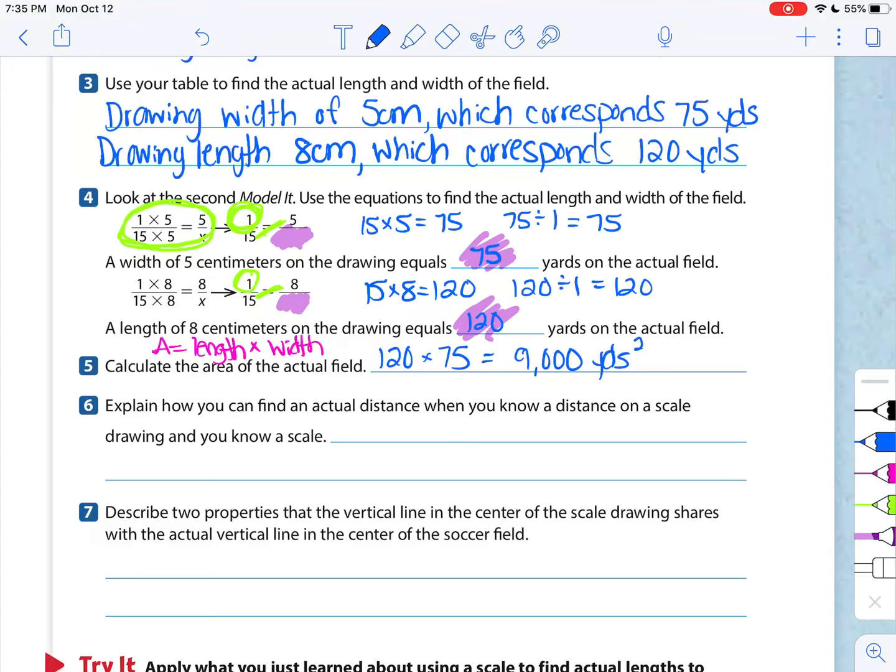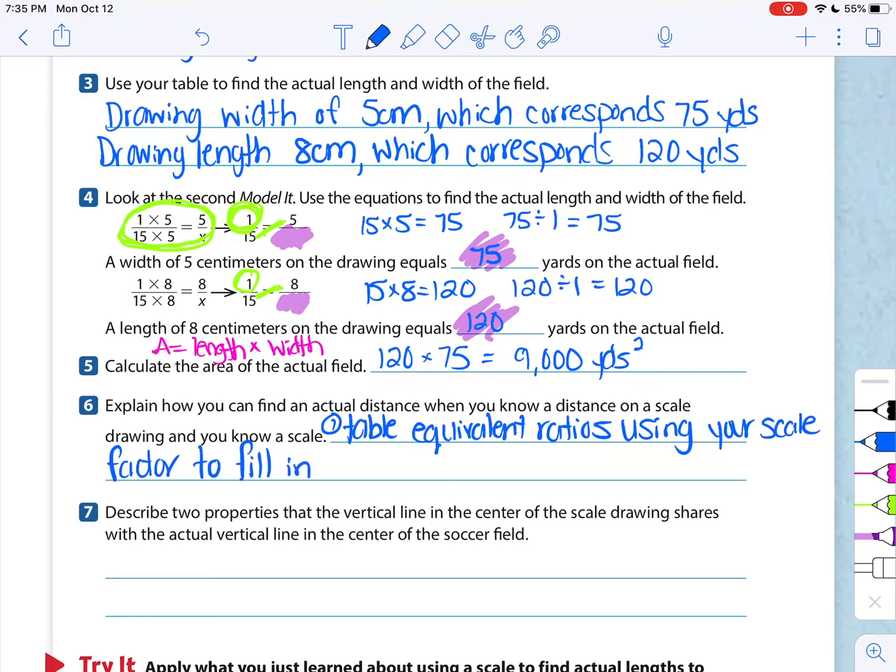So there's two ways you can do this. The first way is to make a table of equivalent ratios, using your scale factor to fill in. Remember, your scale factor is when you're comparing to 1. So that number compared to 1 is what you would multiply throughout the whole table. Or you can set up a proportion.